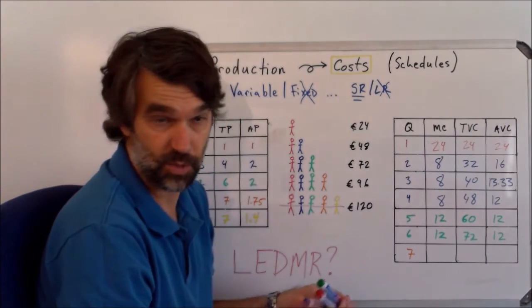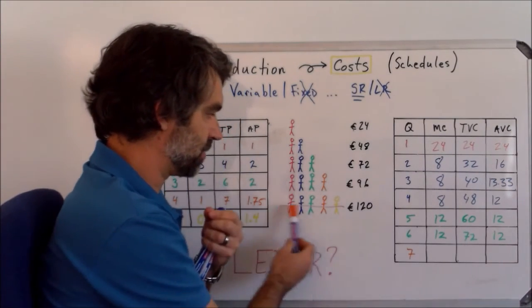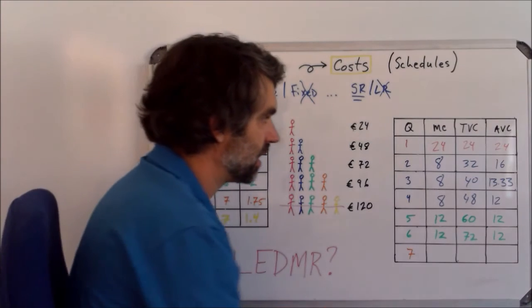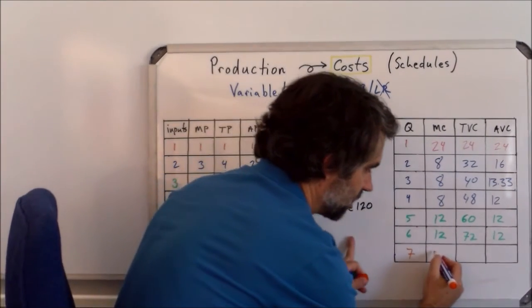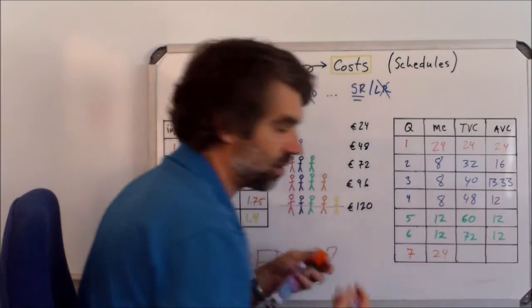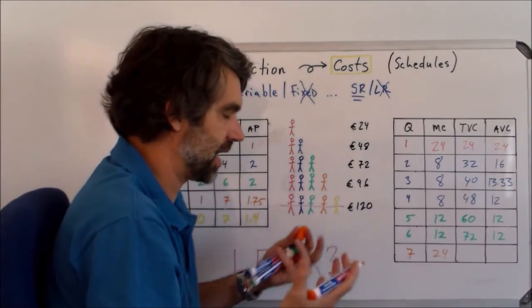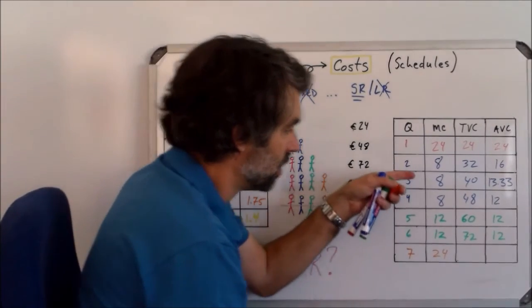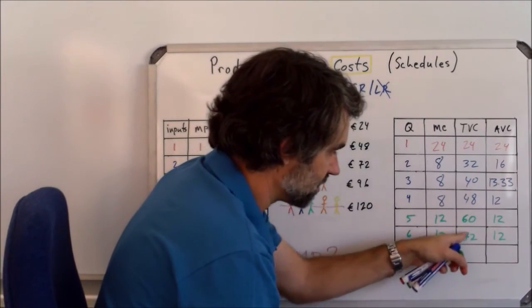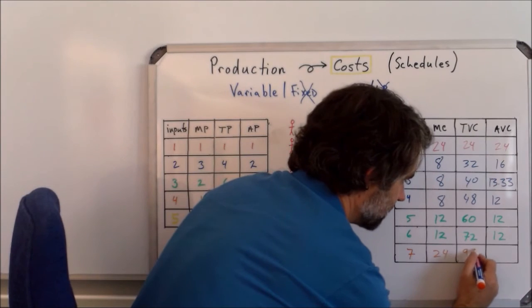All right, so we hire our last worker. This is the best that we can do, the most that we can produce. We start to produce less and less after that. And the marginal cost of this, they only get 1, so again the marginal cost is 24. The full 24 euros has to be paid to produce that 7th one. So our total variable cost is 72 plus 24, that is 96.